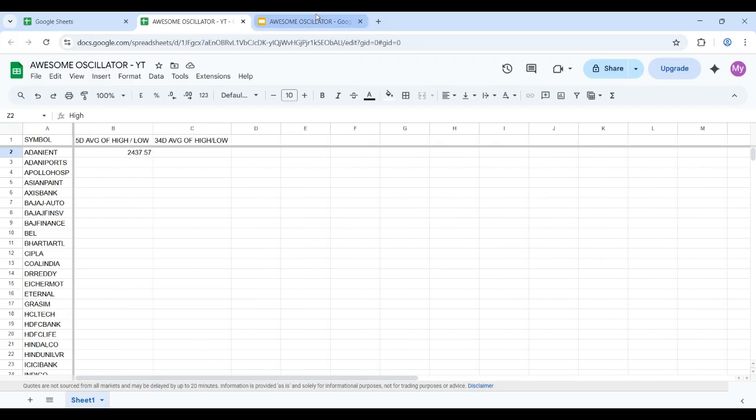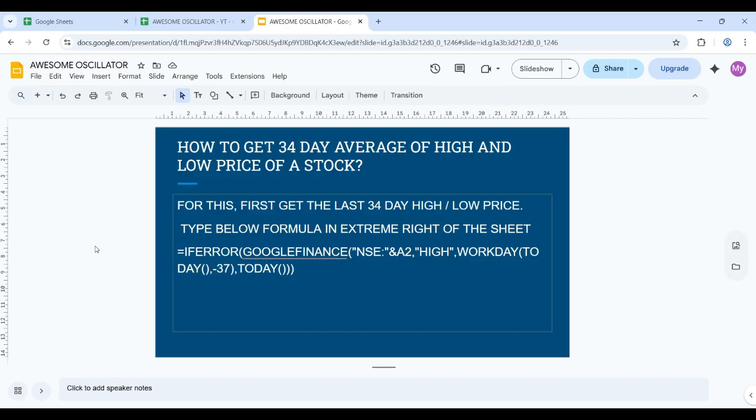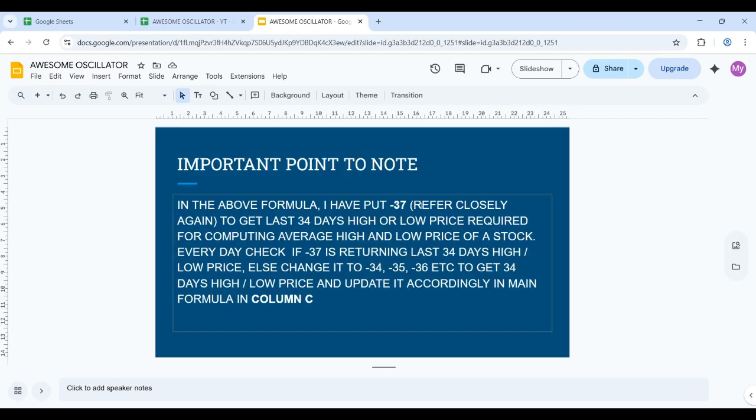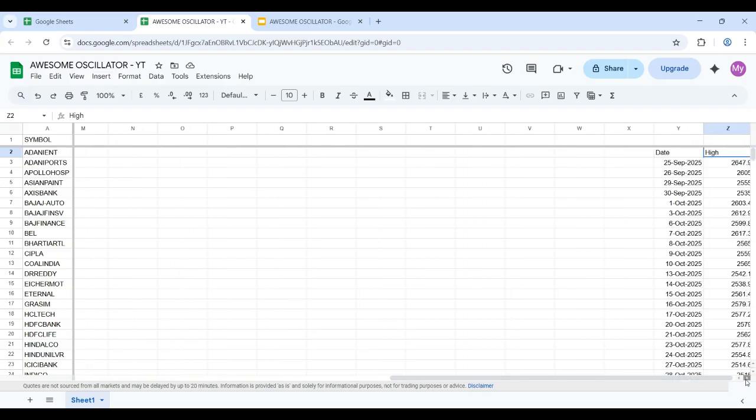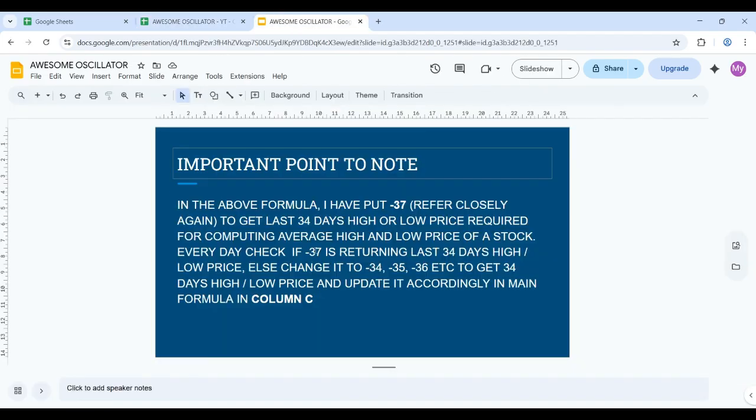Okay, so here also I have put -37. Sometimes -37 might return only 33 or 32 days, especially if there are any public holidays, or it might even return 35 or 36 days. So this -37 is not constant. You need to check every day. First you put -37. If it is returning 34 days, then that's fine. If it is not, you need to change it to -34, -35, -36, like that.